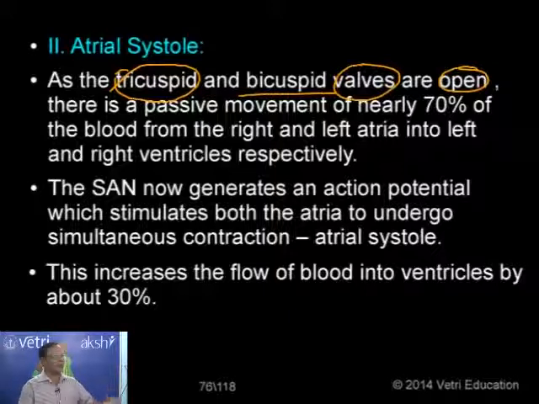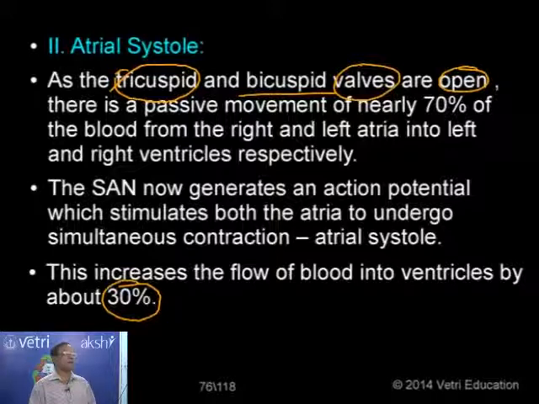So anyway, the atrial contraction, or atrial systole, increases the flow of blood into the ventricles by 30%. So remember that nearly 70% of the blood flows passively because of the force of the blood itself into the ventricles. Only 30% of the blood alone is being pumped by atrial contraction. So that concludes the atrial systole. This is because of the generation of the electrical impulses or the action potential created by the SA node located on the inner wall of the right atrium at the upper part.